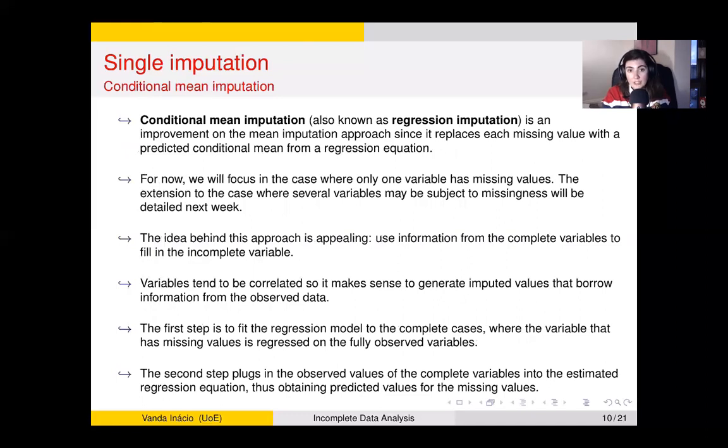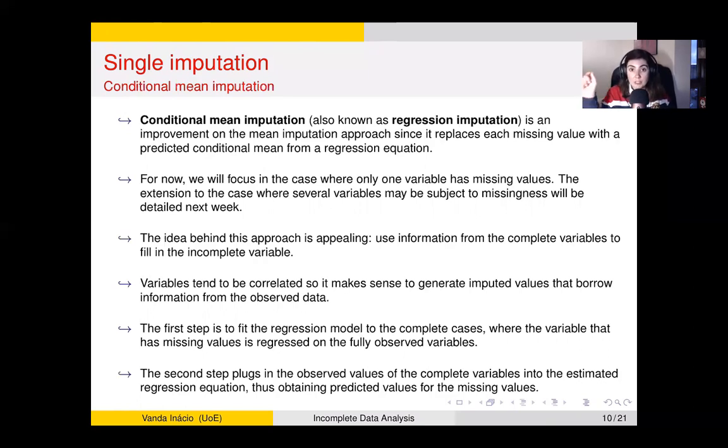And okay, is there a way that we can somehow improve on mean imputation? Yes. Conditional mean imputation, also known in the literature as regression imputation, is an improvement on the mean imputation approach because it replaces each missing value with a predicted conditional mean from a regression equation. Basically, with mean imputation, we do not use the information from any other variable in our data set.